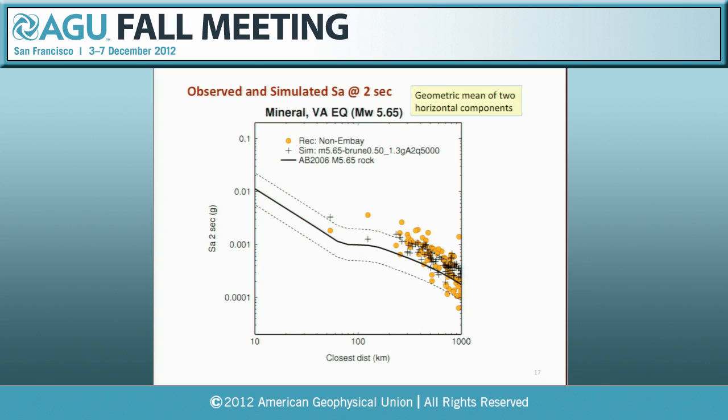As has been mentioned in previous talks, not a lot of data in close. Well, we see a similar trend in terms of the simulations going through the mean of the observations. Again, here's the ground motion prediction equation, Atkinson and Boore, maybe a little bit low for this event. And again, there's not a whole lot of data, but there certainly is a suggestion or a hint of this flattening, which appears to be reproduced in the simulations as well as the GMPE.